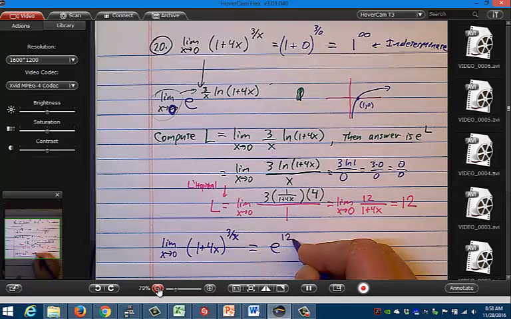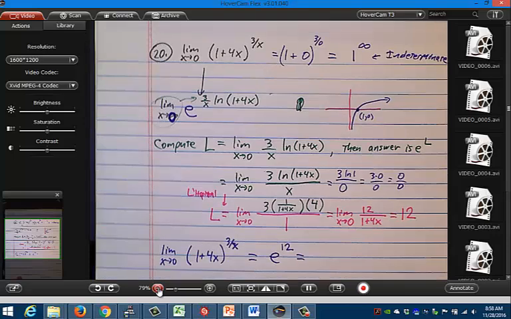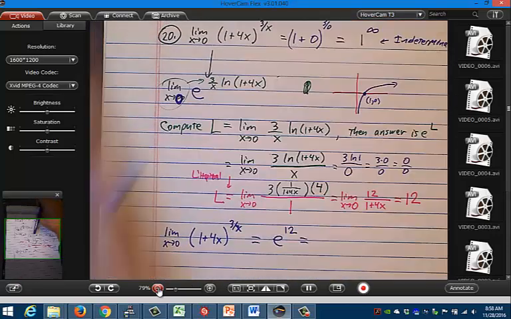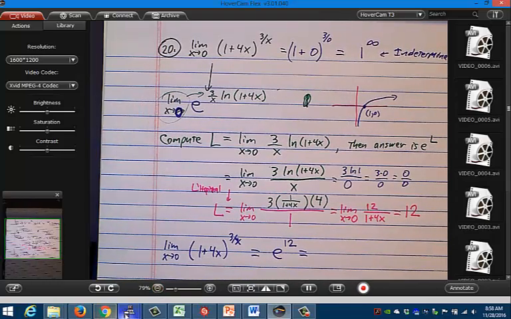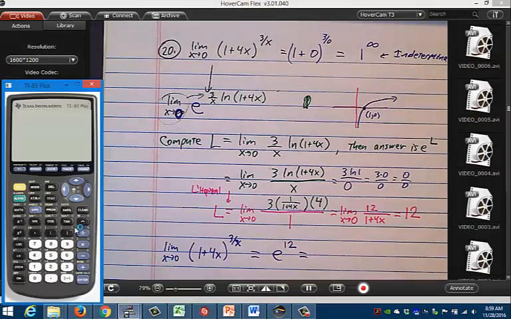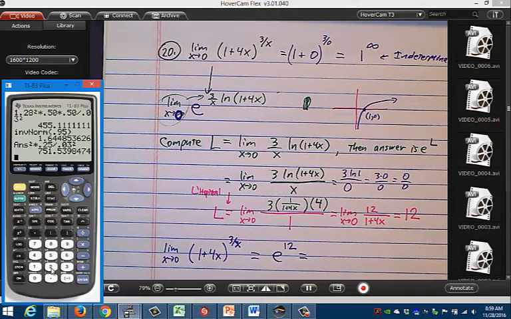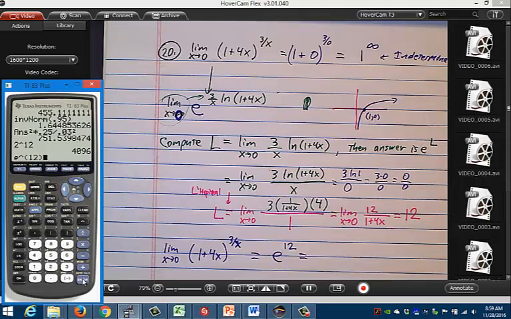Now, e to the 12th, let me get my calculator out too. When I said it's big, how big is it? Well, it's bigger than 2 to the 12th, which is 4,096. So e to the 12th is, wow, look how much bigger it is. And it's only 2 point something to the 12th. 3 to the 12th would be even bigger.